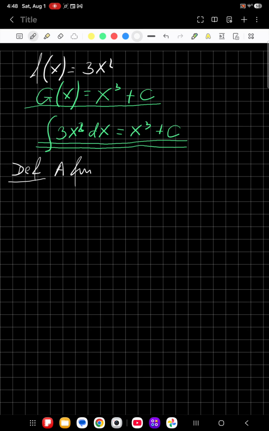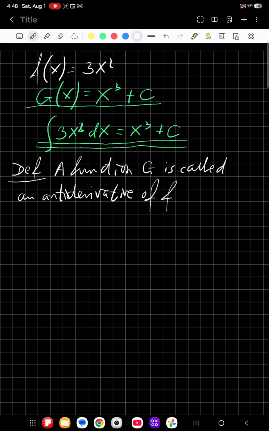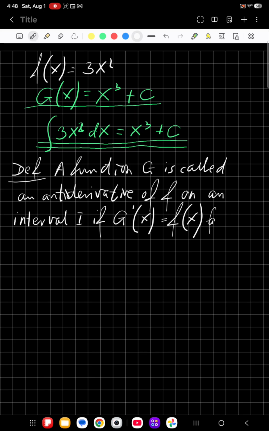A function g is called an antiderivative of f on some interval, on an interval I, if g prime of x equals f of x for all x's in I.